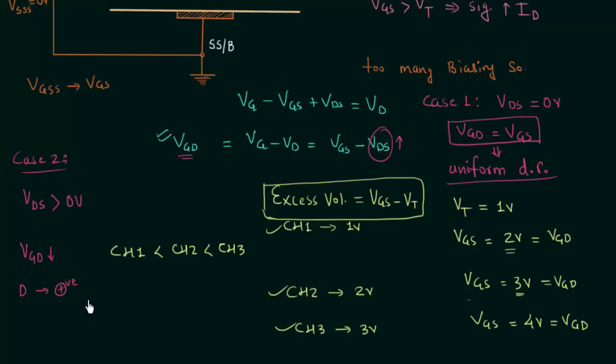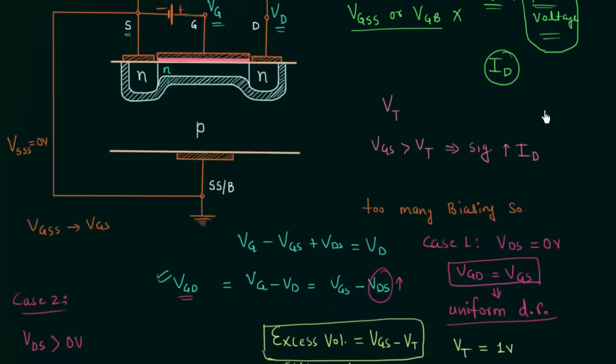And very interesting thing will happen. VGD is reducing. It is no longer equal to VGS, and we can say that the depletion region is no longer uniform because VGD is not same as VGS. Let's see the N channel, and according to case number 2, drain is becoming more positive. So this region is getting less positive voltage as compared to this region. So because of this, the width of channel will reduce and the width of depletion region will increase.